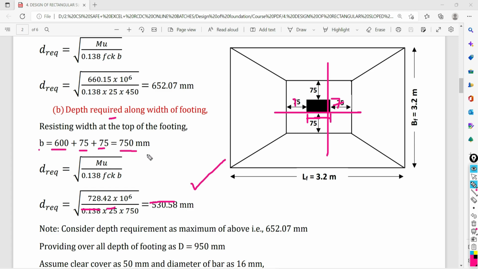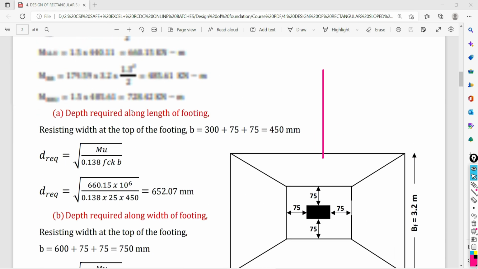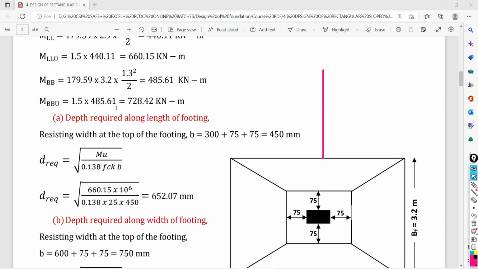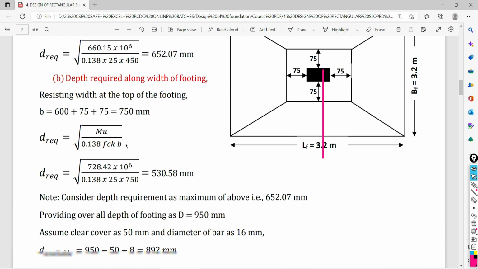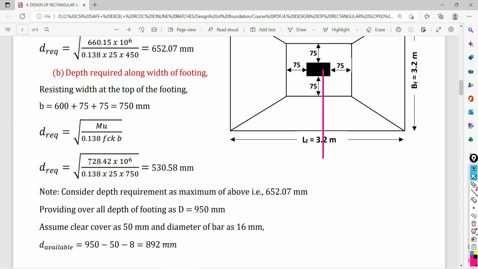Overall it is going to become 750 mm. All those values I am going to put here as moment considered along the width. So along the width, how much movement is there? Along the width at this time, the ultimate movement is 728.42 kilonewton meter, that I have given here. 728.42 into 10 raised to 6 divided by 0.138 multiplied by FCK 25. Width available as 750. So we are getting the effective depth as 530.58 mm.